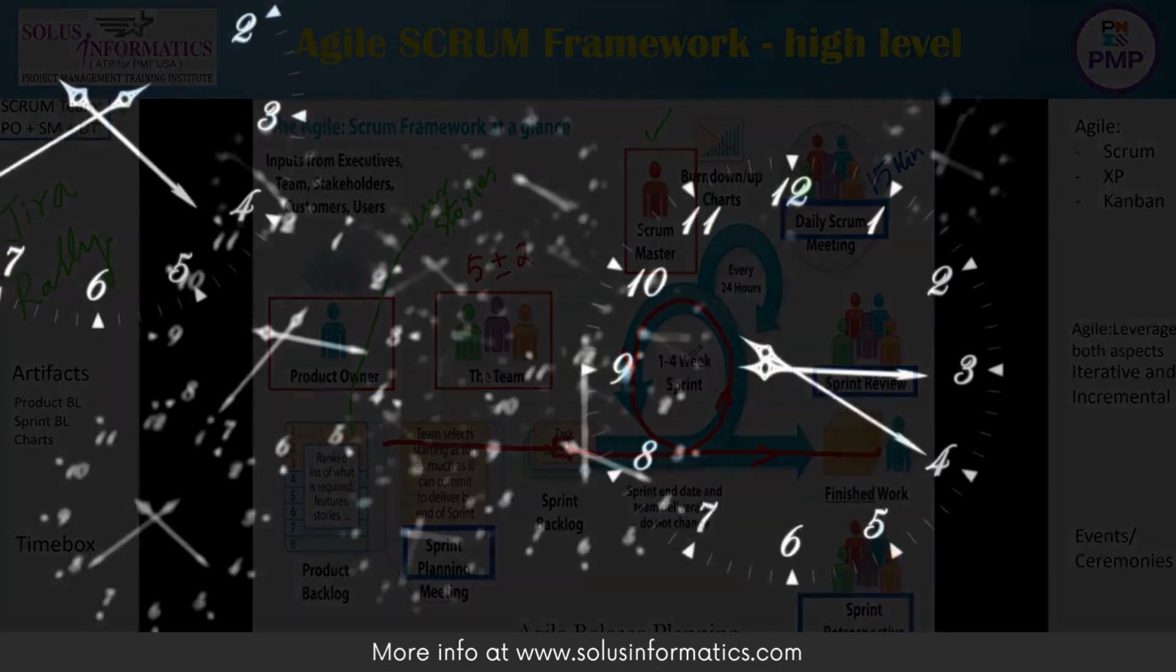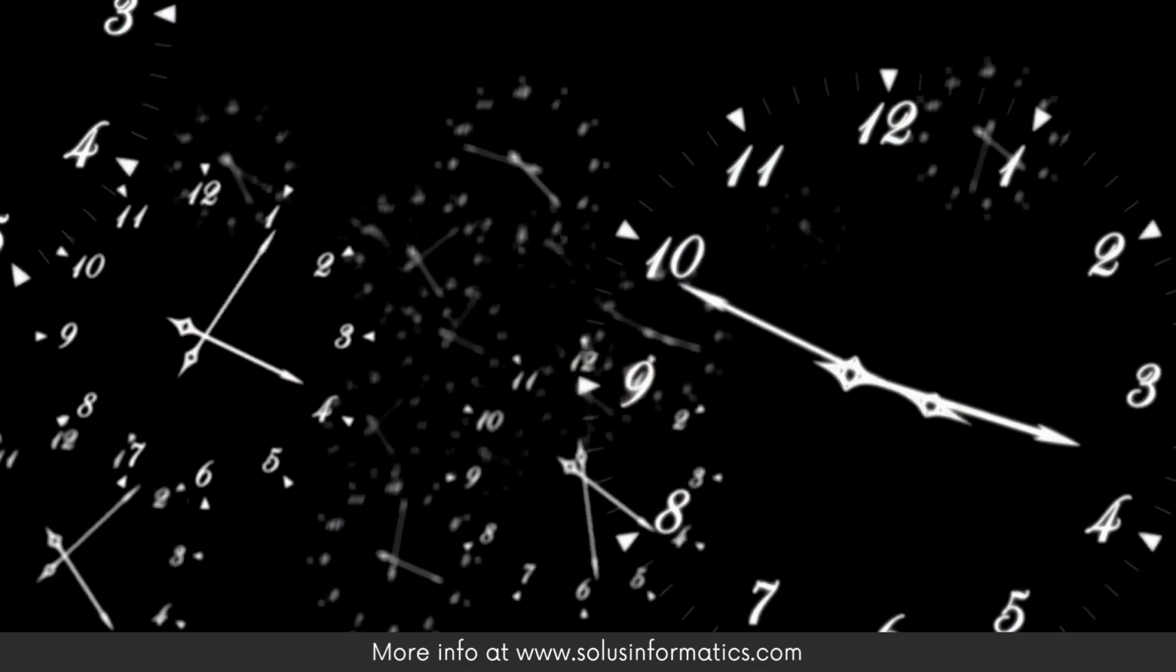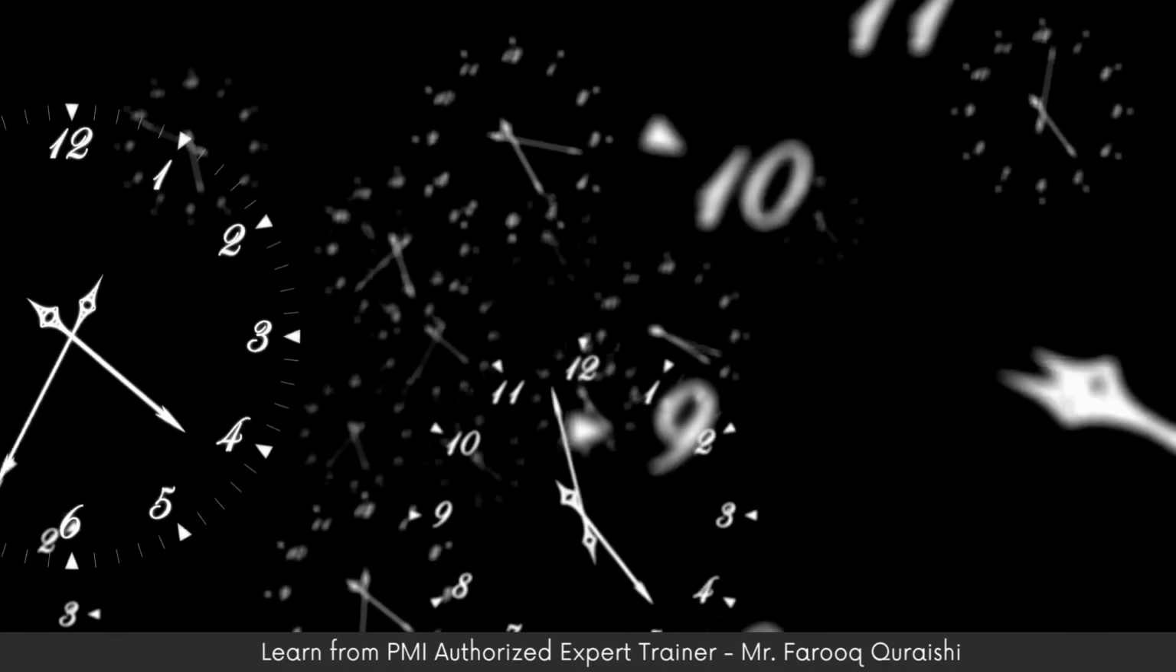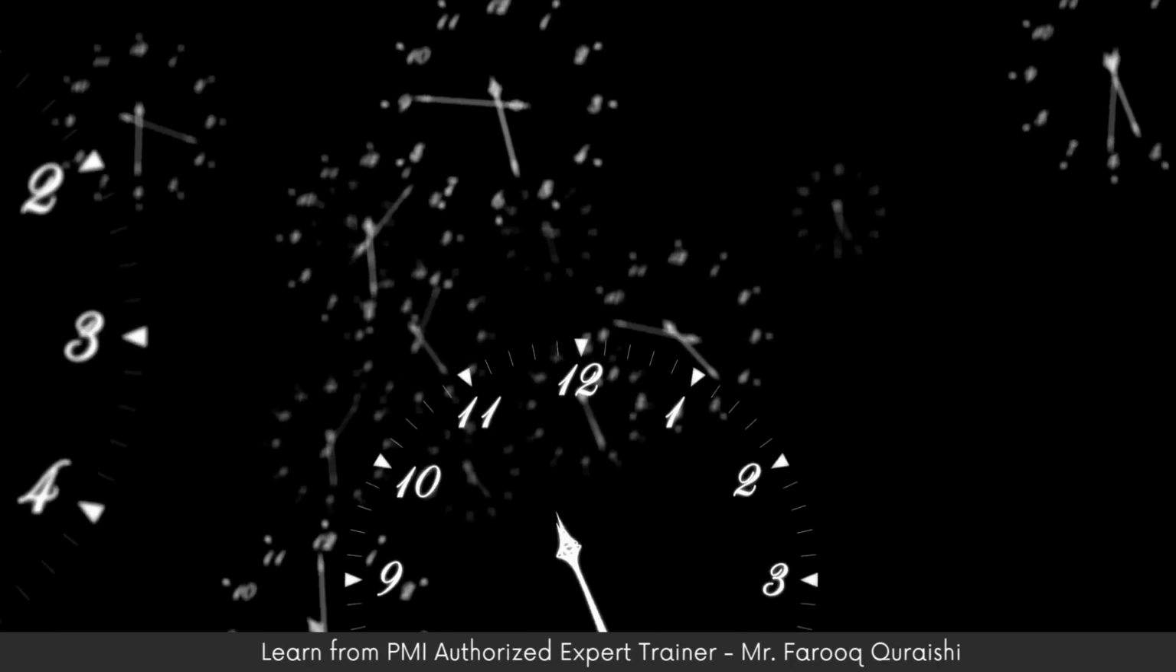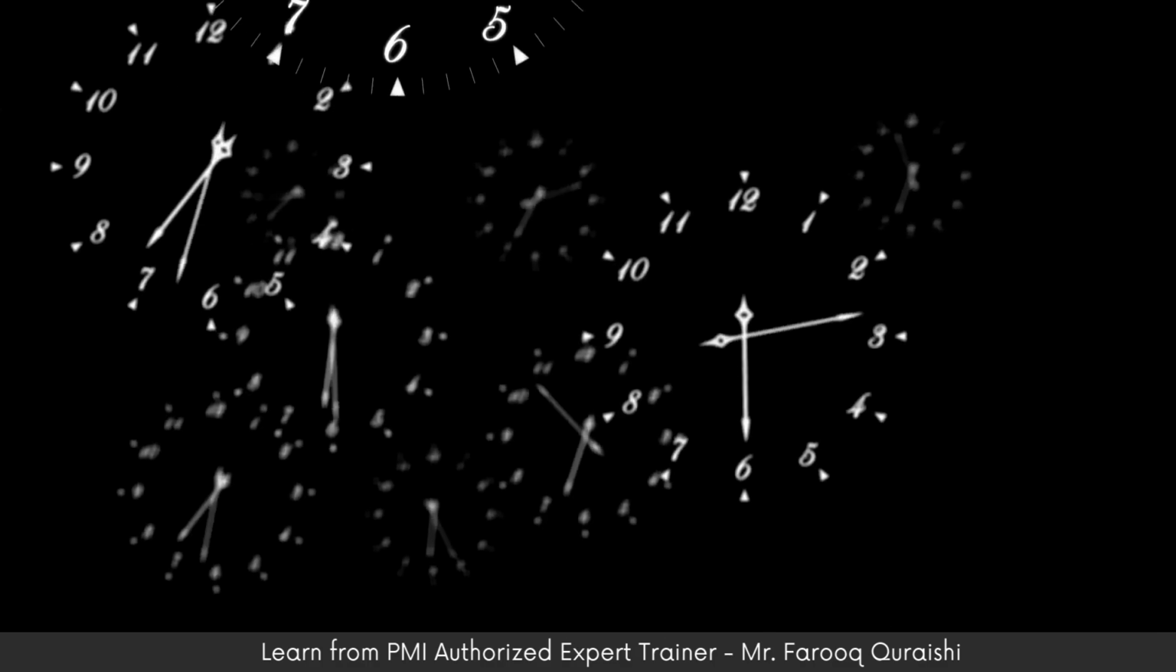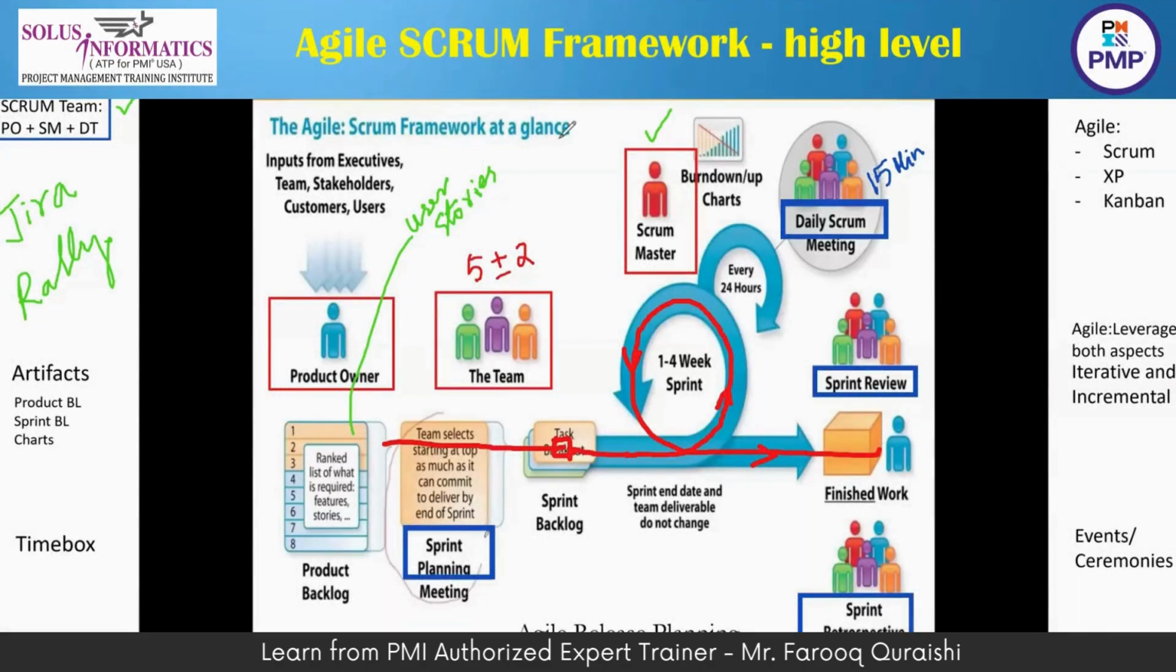Like I said, everything is time boxed. The sprint duration is time boxed. The sprint planning meeting is time boxed. The daily Scrum meeting is time boxed. There's a definite time allocated to each one of them. If the sprint duration you took as 4 weeks, that is like 1 month, right? The user stories are pulled into the sprint.